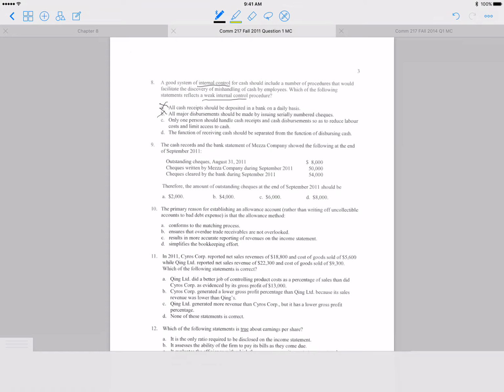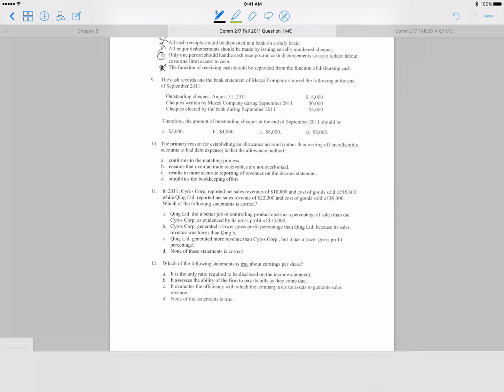And the fact that the person is handling cash receipts, so cash being received, and handling cash disbursements, cash being spent, it's not really a good idea because this person could feel pressured to not disburse as much cash because they know how much cash they're receiving. So this could cause a lot of manipulation and not as much cash being disbursed. So C is the correct answer for a weak internal control, but let's look at D just to see. D says the function of receiving cash should be separated from the function of disbursing cash. So that's just the opposite of C, and D would be a good internal control.